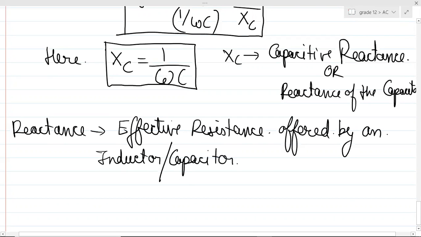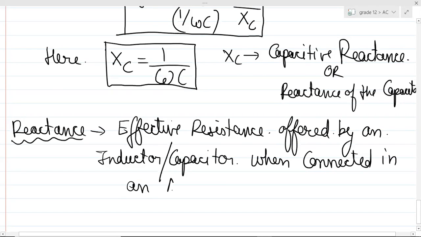Please remember, the next term we'll be discussing after this is XL. So XL is basically the inductive reactance. I'm trying to explain generally what exactly this reactance is. So reactance is basically the effective resistance offered by an inductor or a capacitor when connected in an AC.